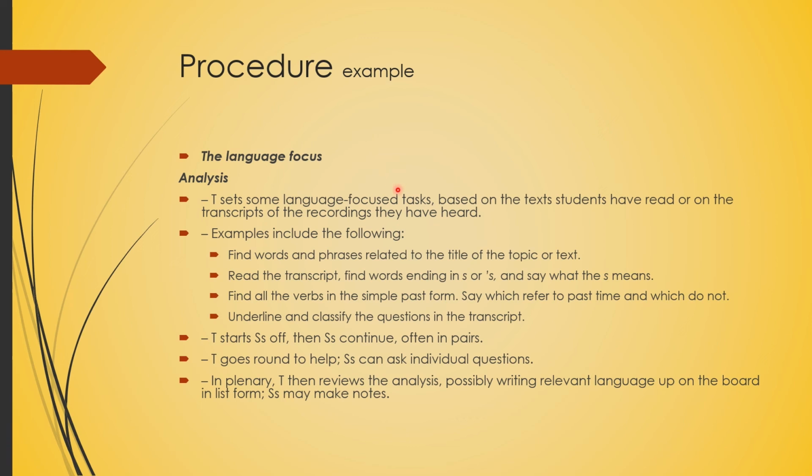So the examples are: find words and phrases related to the title or topic of the text. Read the transcript, find words ending in S or apostrophe S and say what the S means. Find all the verbs in the simple past form. Say which refer to past tense and which do not. Underline and classify the questions in the transcript. So by doing these things, they will be looking at how to do the task.